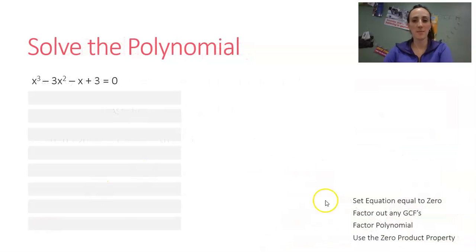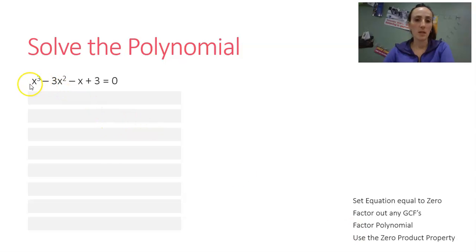Thank you, Brooke and Sophia. Using those steps, we can now solve this polynomial. So the first thing, set it equal to 0. This one already is. Factor out any greatest common factors. This one does not have any greatest common factors that all four of these terms share. So now we're going to factor the polynomial.